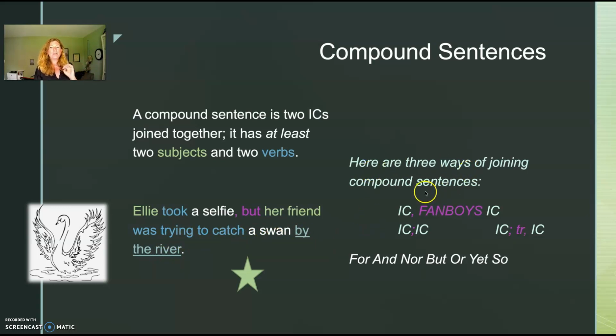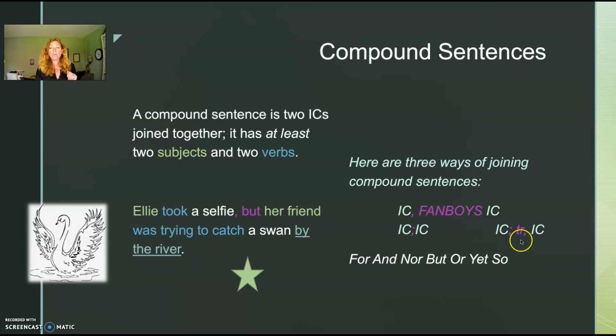So here are three ways of joining compound sentences. This is the first way: independent clause, comma, and then one of the fanboys. Okay, and the fanboys are here: for, and, nor, but, or, yet, so. The other thing you can do is combine your two independent clauses with a semicolon, because a semicolon is a little bit stronger than a comma, so it can hold two sentences together as long as they are both the same kind of idea, okay? You don't want to have two different ideas joined together.